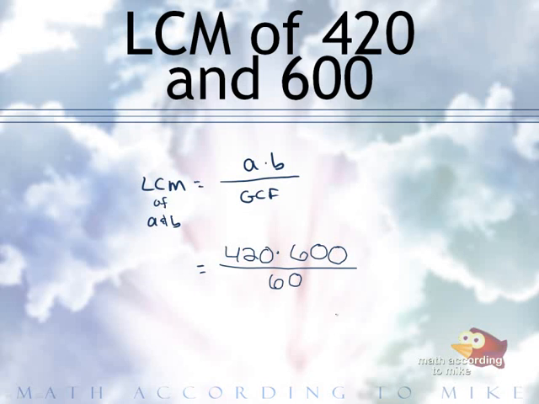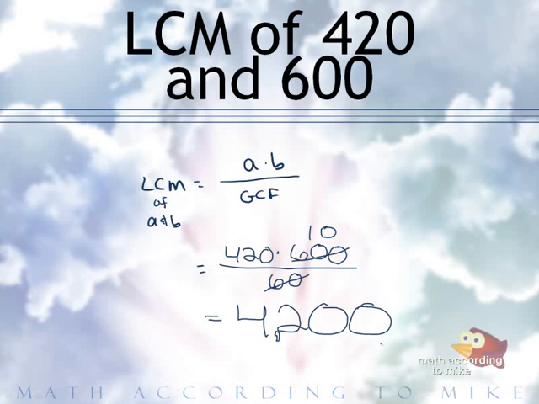Mike, I need a calculator. No, you don't. 60 goes into 600 10 times. 420 times 10. Large print edition. 4,200. I'll draw a big comma. Comma. We're going to go with that.